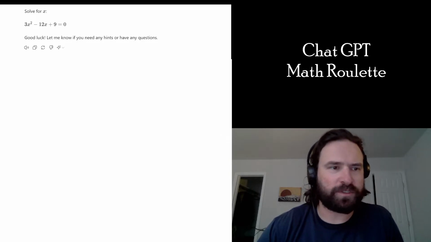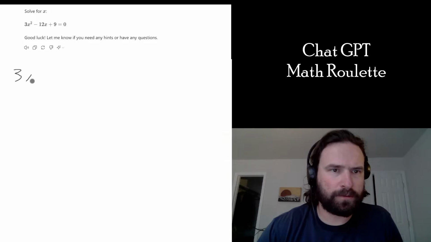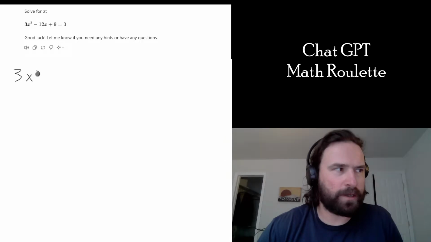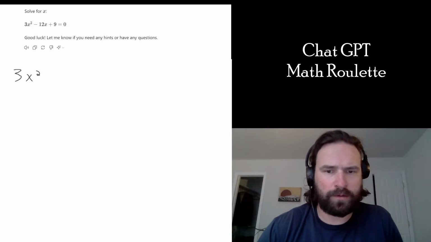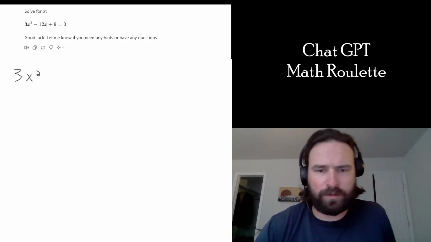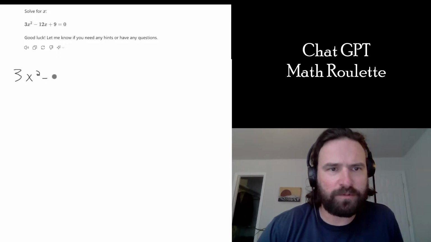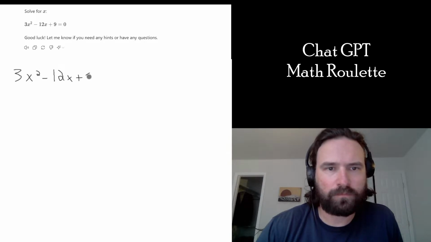Alright, so we're solving for x. So we've got ourselves the equation 3x squared minus 12x plus 9 equals 0. I think that's what that is.